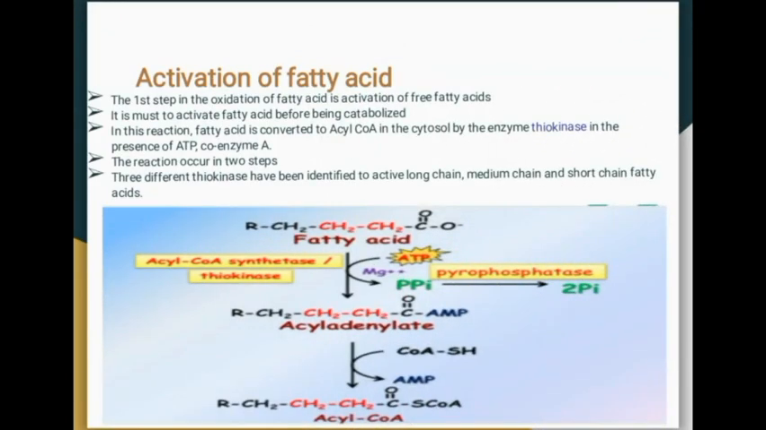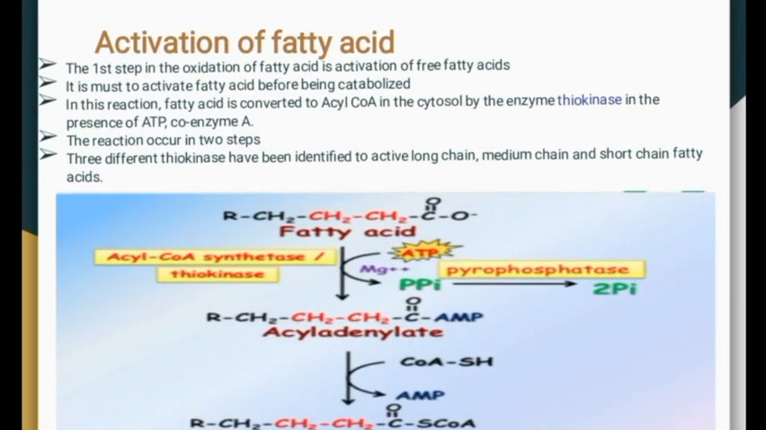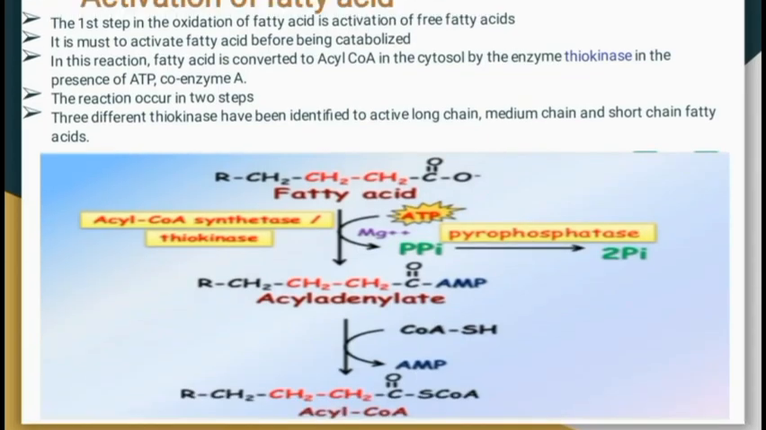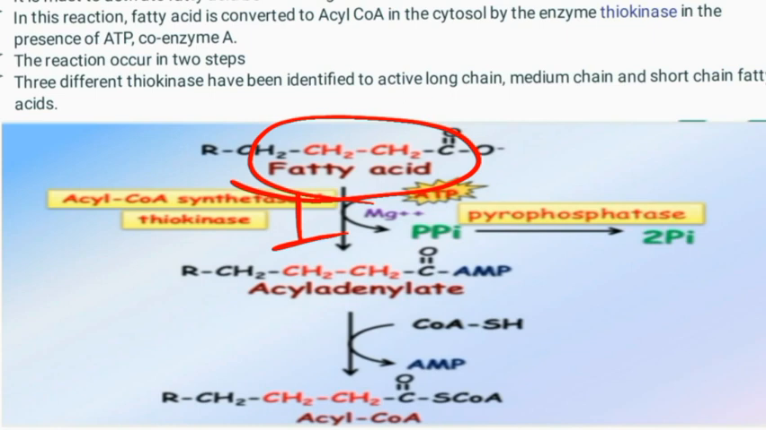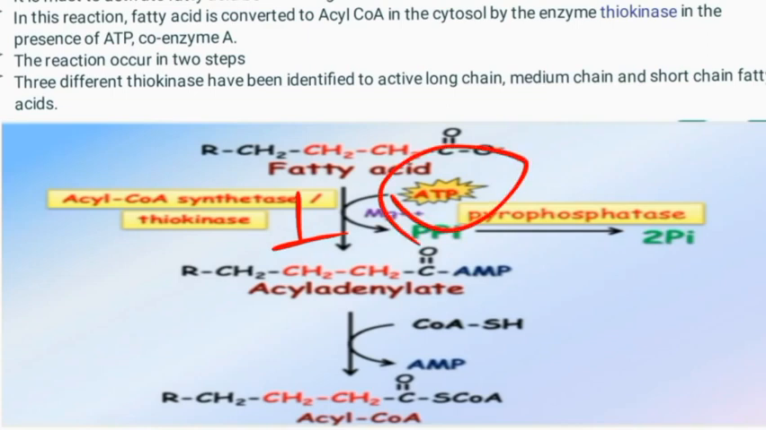Activation of fatty acid. The first step in the catabolism of fatty acid is the activation of free fatty acids. It must be activated before being catabolized. Here two steps are involved, first and second. Here the fatty acid is converted into acyl-CoA by the enzyme thiokinase and in the presence of ATP.